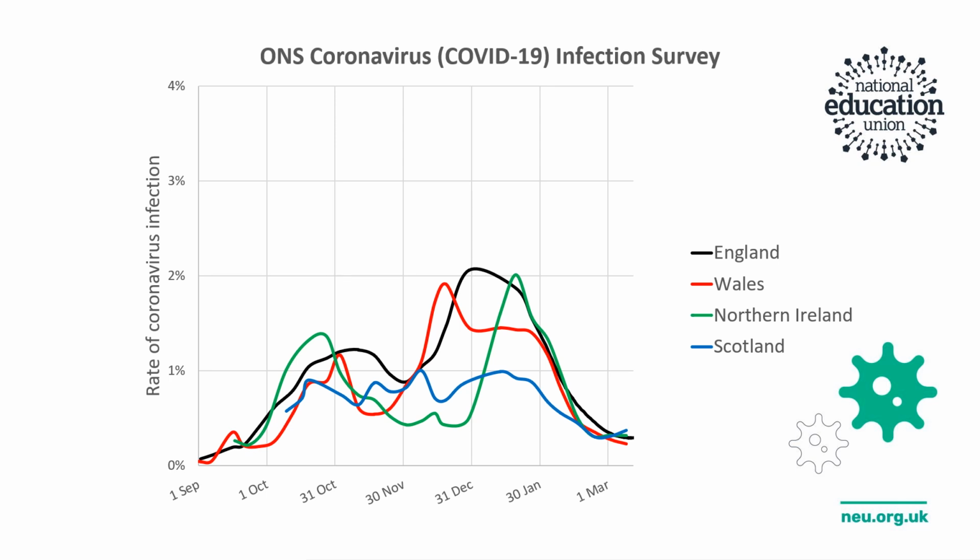On this chart, we show the graphs for all of the nations of the UK, and you can see there is variation at some points in it. But what we think is notable is that the Scottish curve has started to increase, and we do think that might well be due to the wider opening of primary schools in Scotland from the 22nd of February.